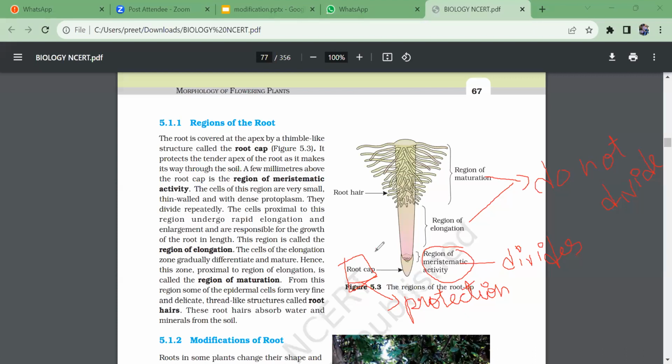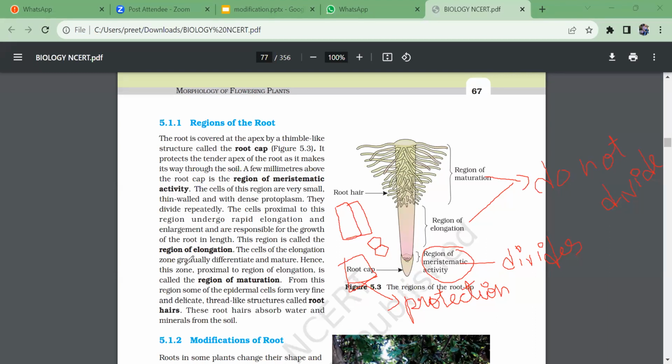Meristematic cells are very small. In the region of elongation the cells are long, like this. It is in the name itself: region of elongation, cells are long. The proximal region undergoes rapid elongation and enlargement and is responsible for the growth of the root in length. Because of this region the root looks long. This region is known as the region of elongation.